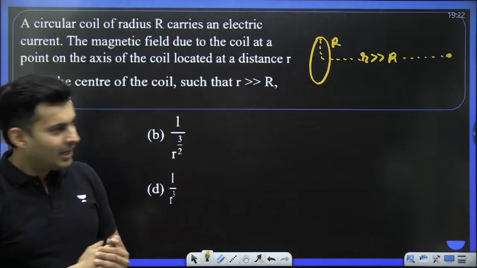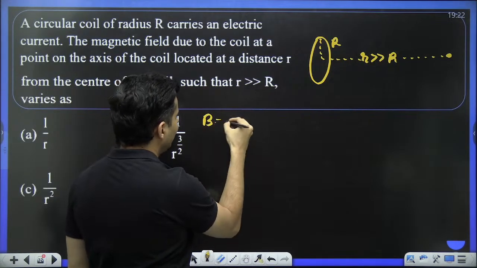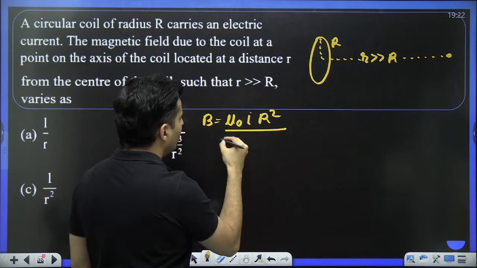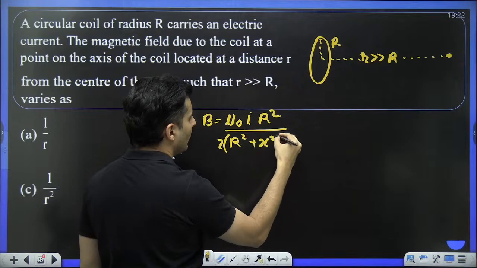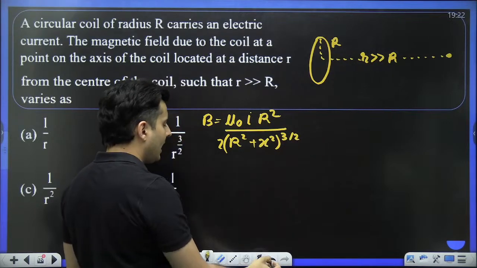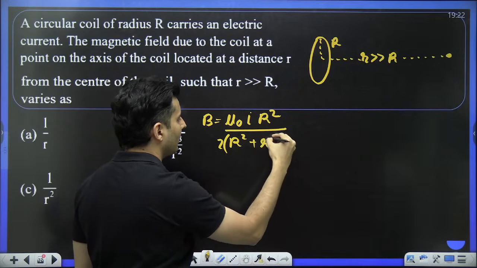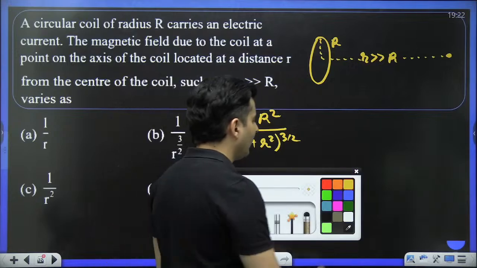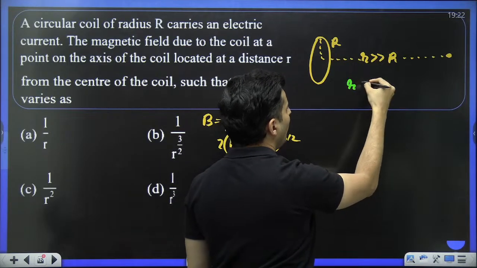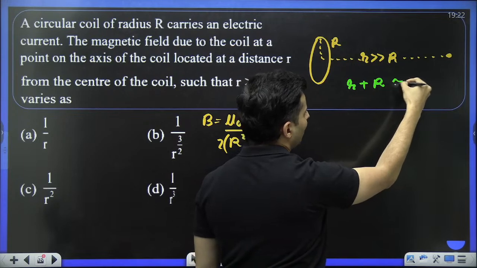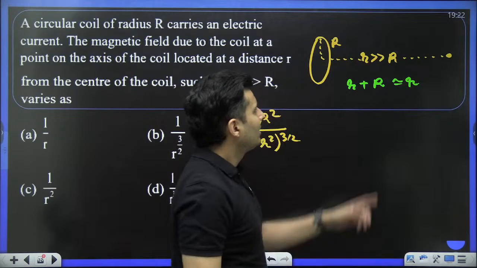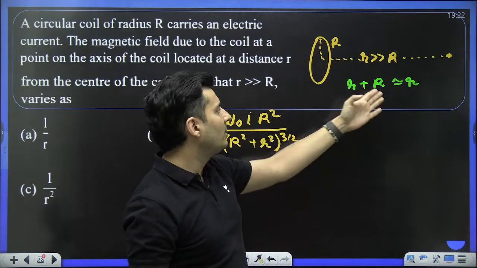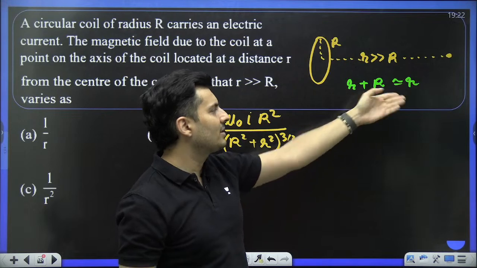Okay, so let's try to figure this out. Magnetic field will be mu naught I R square divided by 2 times (R square plus x square) raised to 3 by 2. Here x won't be x, here x will be small r. See, if capital R is much larger than small r, what does it mean? If I do R plus r, won't it be approximately capital R only? This is like 1000 meters versus 0.1 meter. 1000 plus 0.1 is 1000 only.